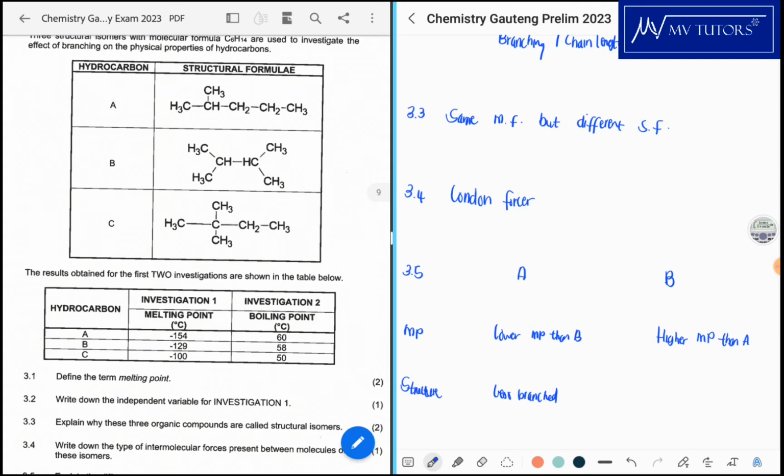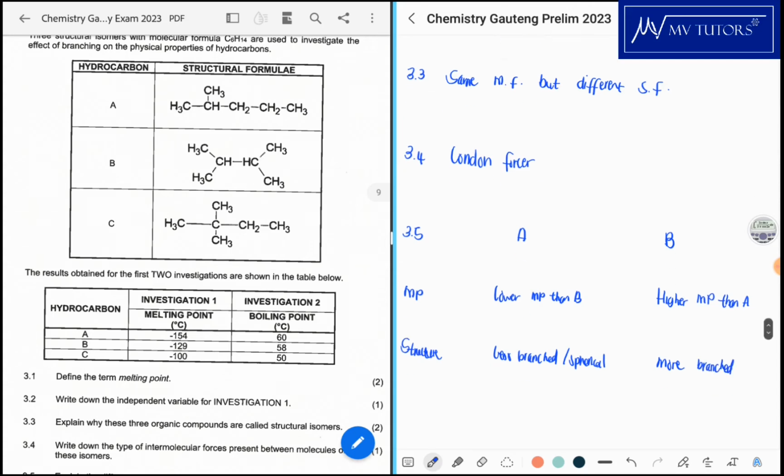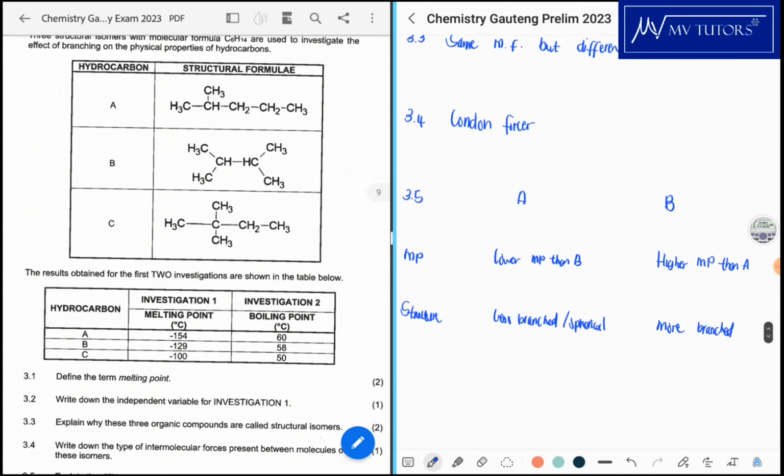Okay. Or you could say it is less spherical. Whereas with B, it is more branched. It has branches on the second and the third carbon, whereas A only has a branch on carbon number 2. Okay, so it is more branched. All right, after talking about the structure, let's compare the strength of intermolecular forces.